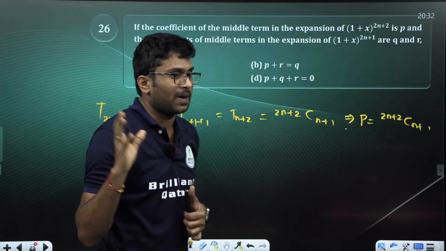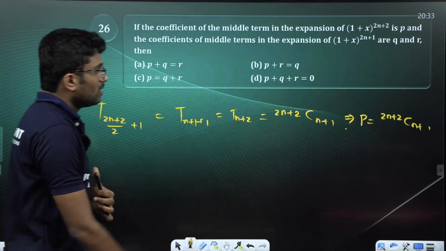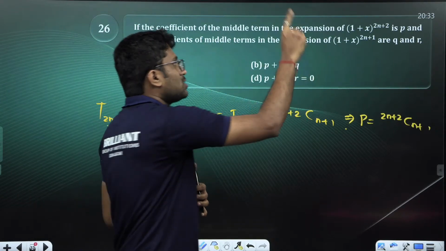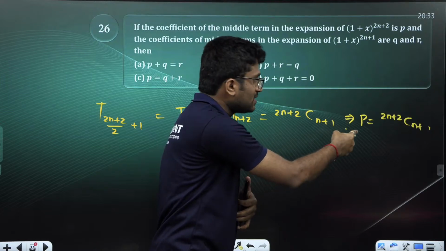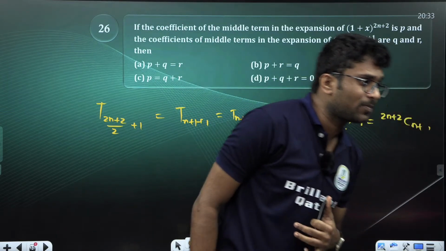Have you understood this part, friends? Very good. You have already started giving answers. Great. Now, they said the coefficient of the middle term in this particular expansion is p, hence p is equal to 2n plus 2 C n plus 1. Could you please explain the procedure again?